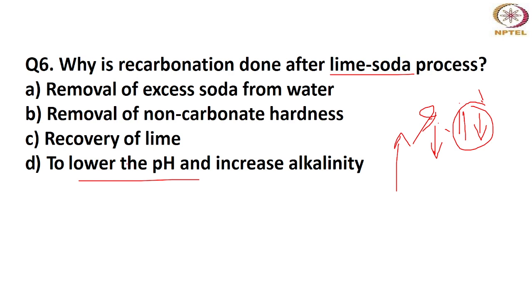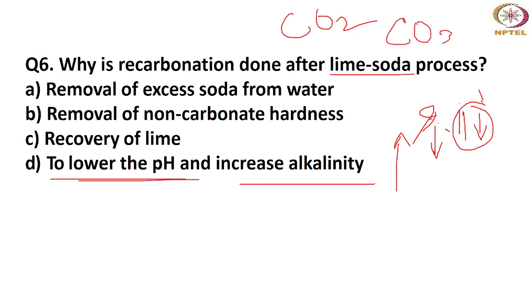So that water we cannot consume. It's a very high pH water, so we need to lower down the pH using this recarbonation, using carbon dioxide gas, and this will eventually increase the alkalinity, right? This will produce carbonate or bicarbonate ions.